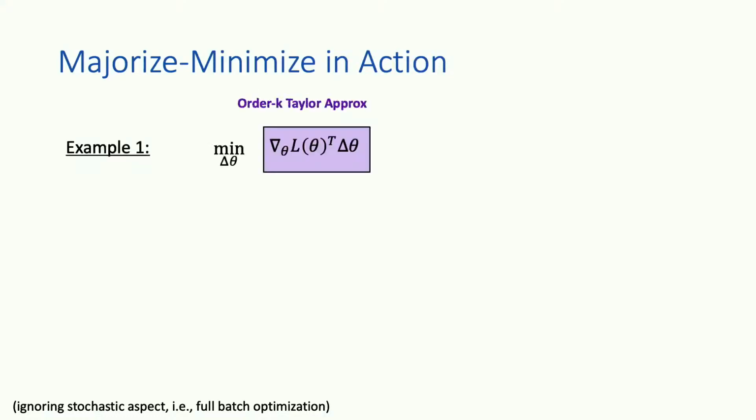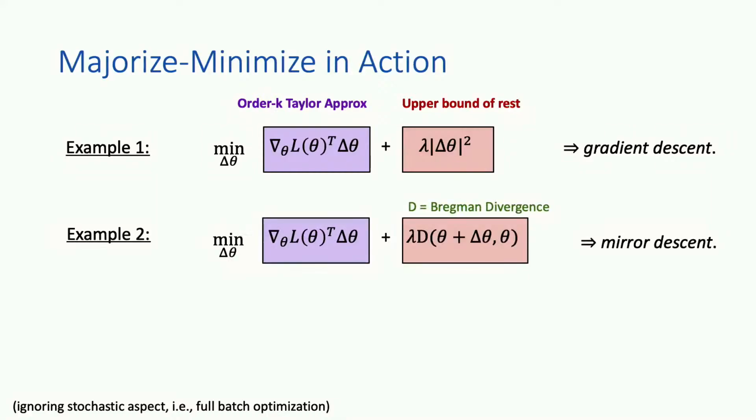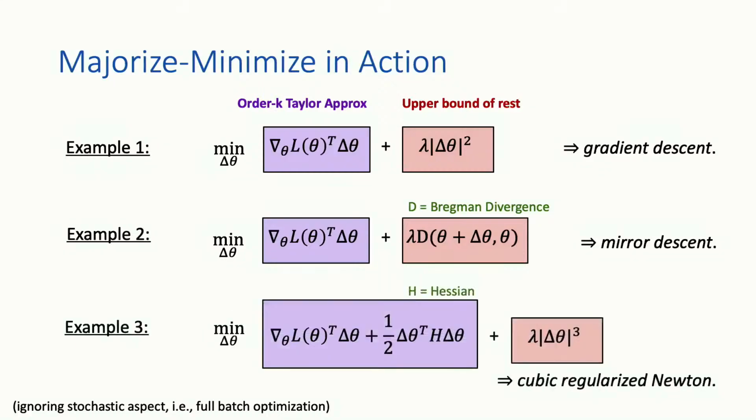So the majorize-minimize framework can be specialized to produce many of the algorithms we use today. The first example, if you use a first-order Taylor approximation plus an isotropic quadratic upper bound on the rest, you get gradient descent. If you use some other form of Bregman divergence, you get things that look like mirror descent. If you use a second-order Taylor approximation, where the capital H in there is the Hessian, the second derivative, and then you do this cubic regularization on the end as a majorization, you get cubic regularized Newton.